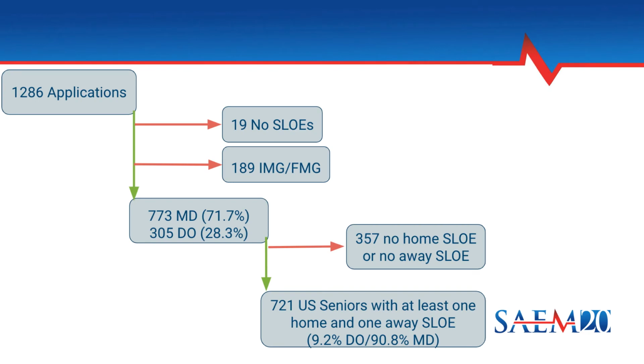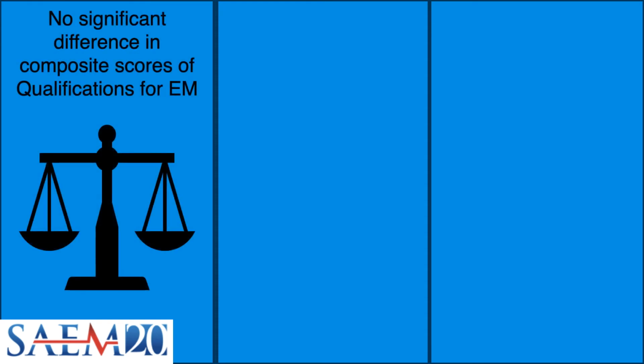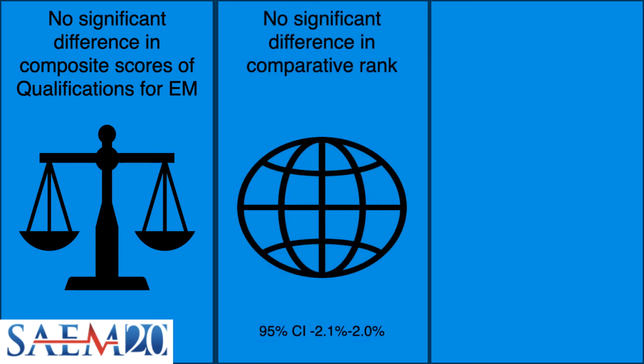Now a little bit about our data pool. We had a total of 1,286 applicants. Of those, 721 were U.S. seniors that had at least 1 home and 1 away SLO. So all this data is for an N of 721. And here's what we found. When you look at that composite score of those qualifications for EM, there is no significant difference between the home SLO and the away SLO. Again, when you look at that comparative rank, there's no significant difference between the home SLO and the away SLO.